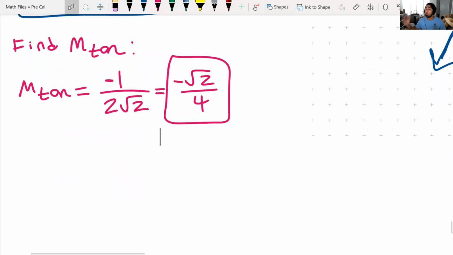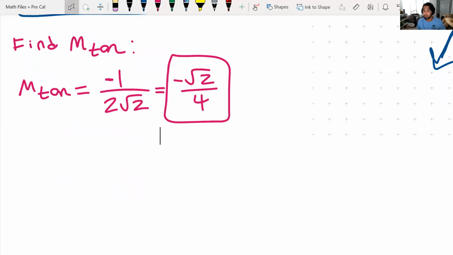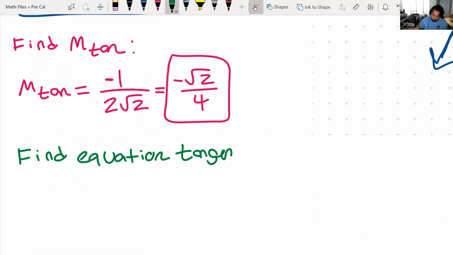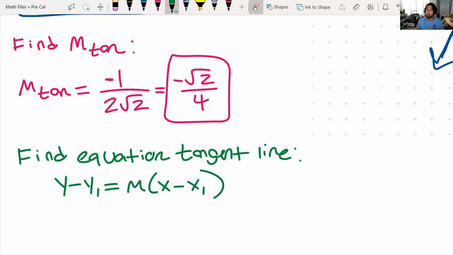Okay. We're almost there, guys. We have the slope. Now we just need the equation of that tangent line. To find the equation of any line, we use one of the most important formulas called the point-slope formula. It is listed as y minus y1 equal to m times x minus x1. It's called the point-slope formula because it's telling you what it needs to form the line. It needs a point and it needs a slope.